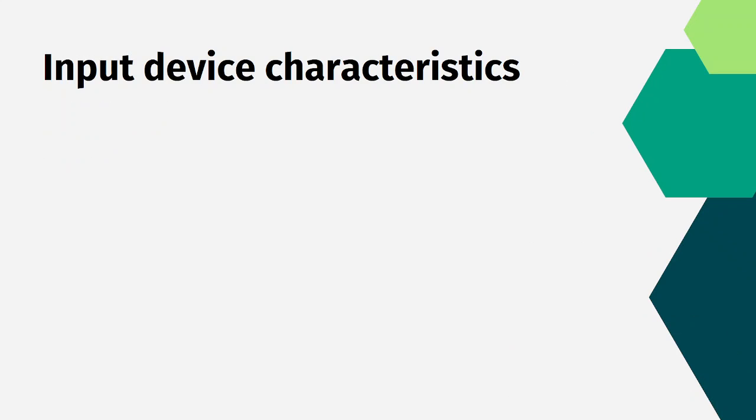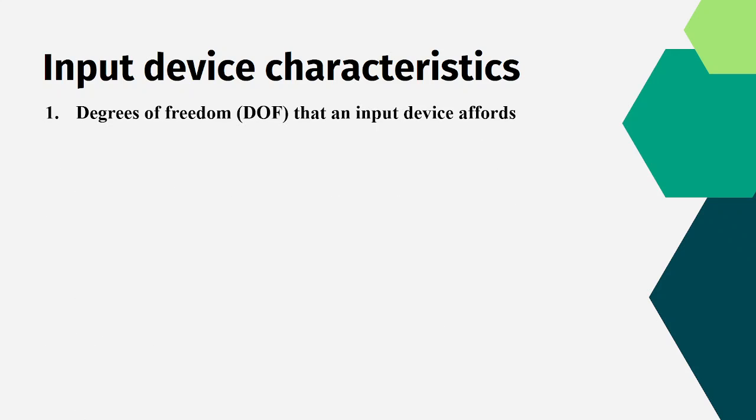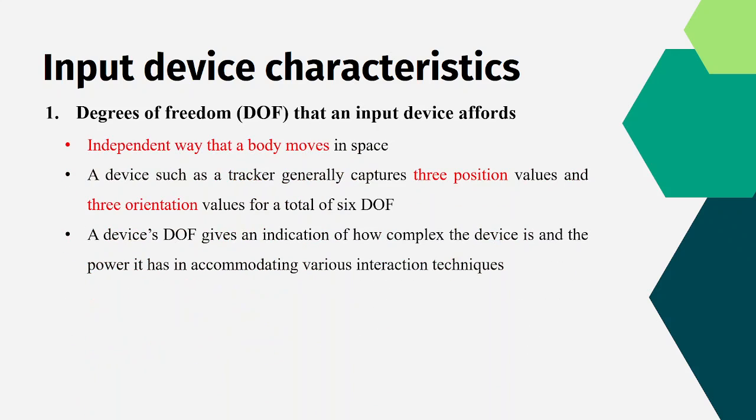Now coming to our first point, before going into the different types of hardware, first we need to understand what are the characteristics of input devices. So there are four characteristics of input devices. First is the degrees of freedom that an input device can afford. In simple words, degrees of freedom is the independent way by which a body or an object can be moved in space.